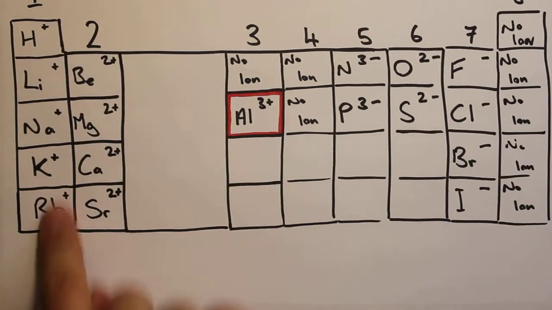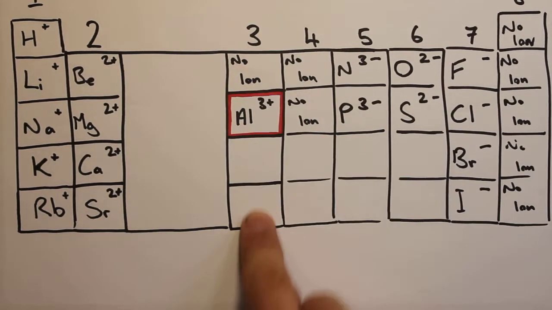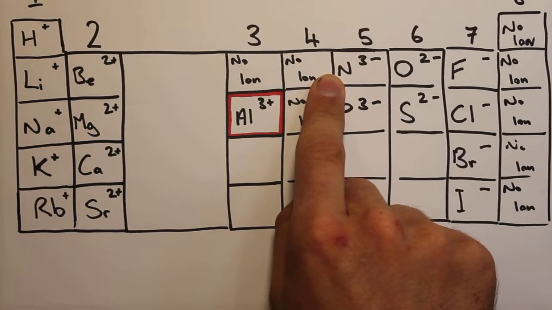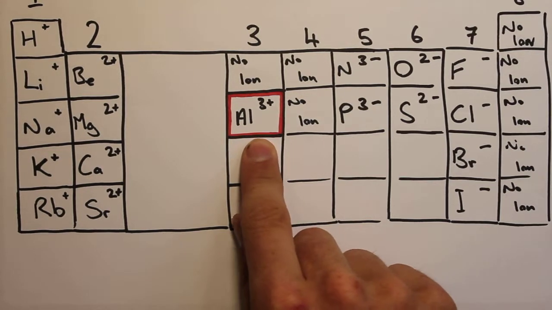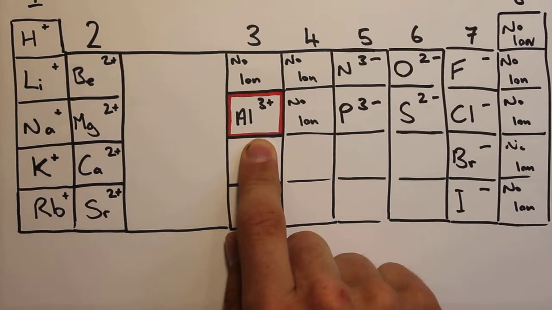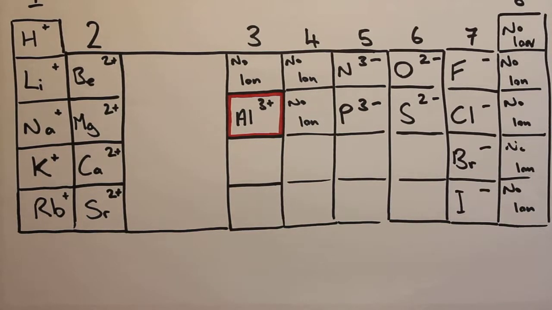In group 1, we can see that they form a +1 charge. In group 2, we've got a 2+ charge. But it's not the same for group 3 and group 4. We can see we've got the no ions there. But we can see in group 3 we've also got aluminium. And for aluminium, in a bond, it forms a 3+ charge. And in order for it to form a 3+ charge, it must have lost 3 electrons. So this is telling us what we need to know now.